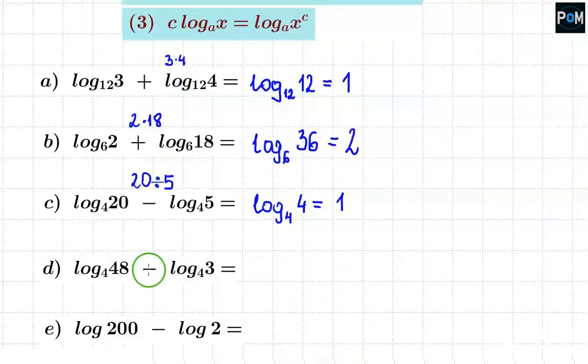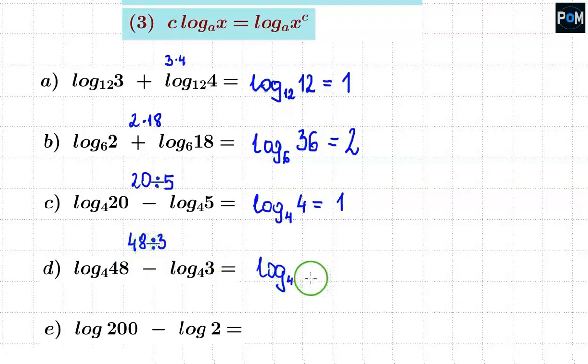In example D, we have subtraction of the logs. There is 4 here, and there is 4 here. So as a result, we will definitely have a log base of 4. And since we have to subtract these logs, we have to divide the logarithmized numbers, that is 48 and 3. 48 divided by 3 is 16. And finally, we calculate this log. This log is equal to 2. Because this 4 raised to the power of 2, that is 4 times 4, which is 16.